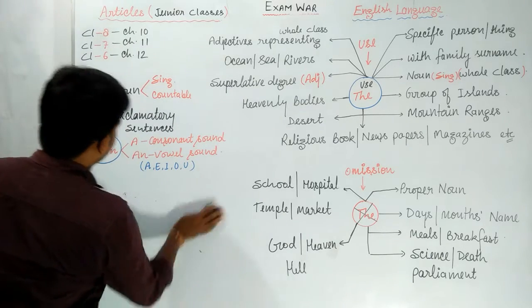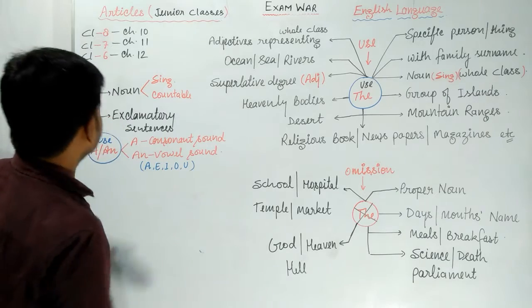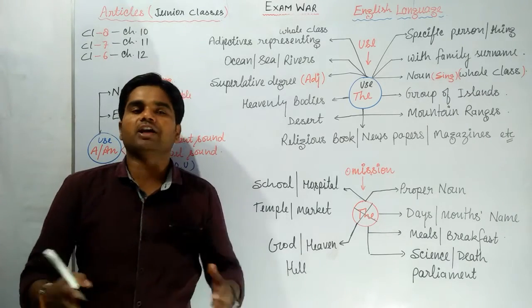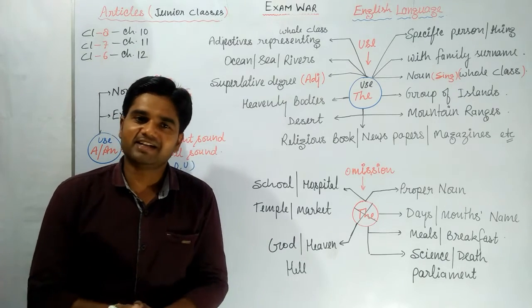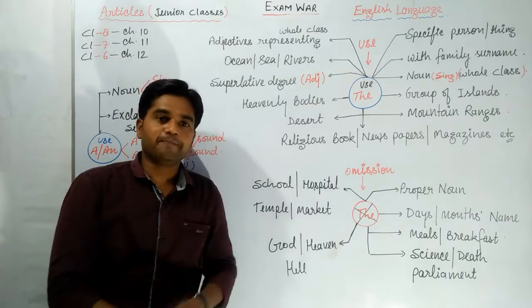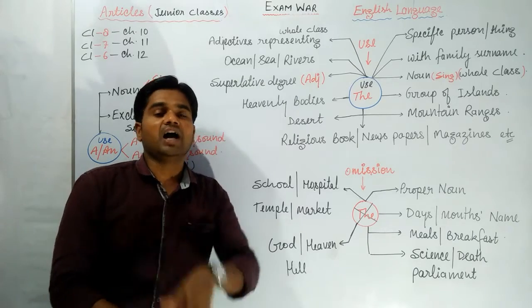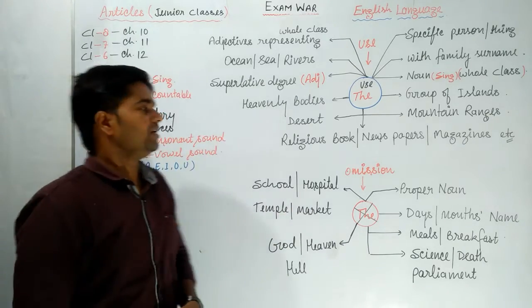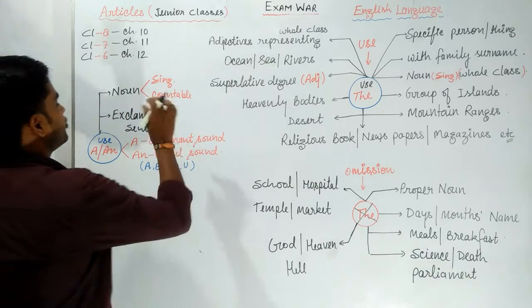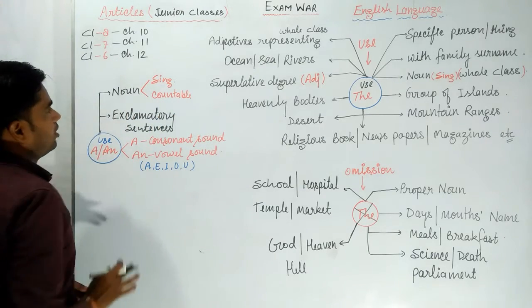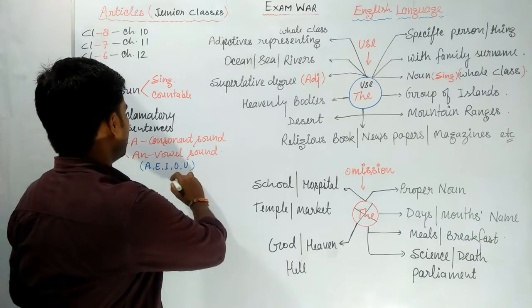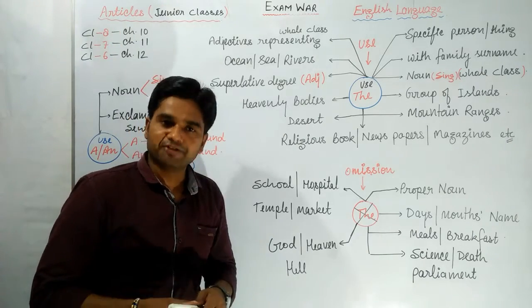And the second point is in exclamatory sentences. We also use a or an in exclamatory sentences, like we say, what an amazing idea it is. What a large building it is. So in exclamatory sentences, we also use article a or an as per the case. So this is the use of article a or an, the indefinite article.